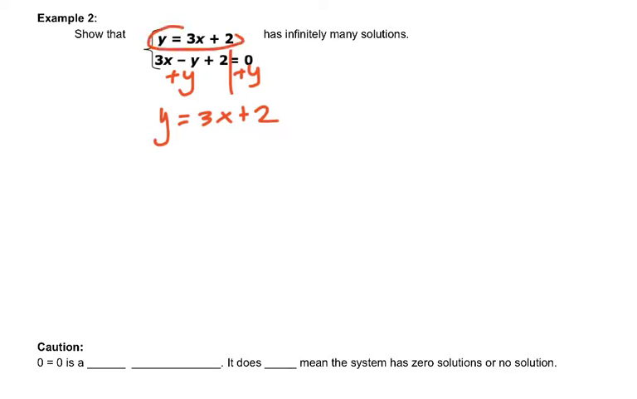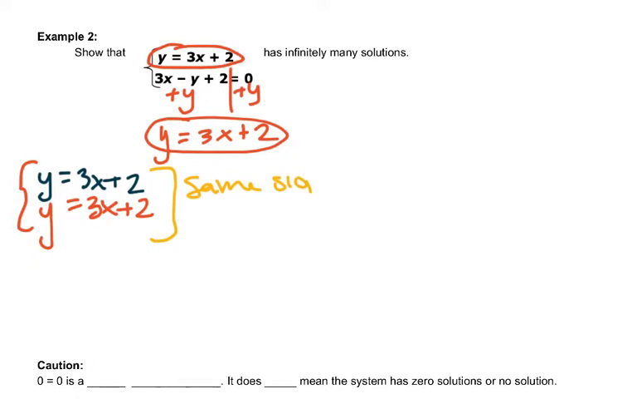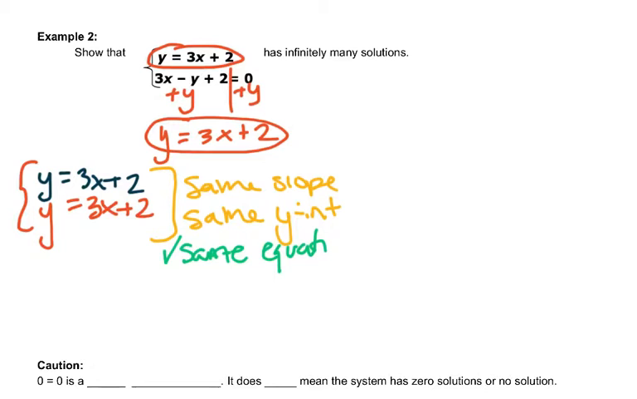So that means that our system is this equation and this equation. And so hopefully you can see that they are in fact both the same. And so we'd be able to conclude they have the same slope, same y-intercept, and so they're the same equation, meaning our solutions are infinite.